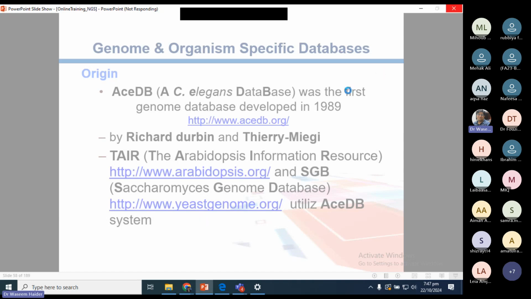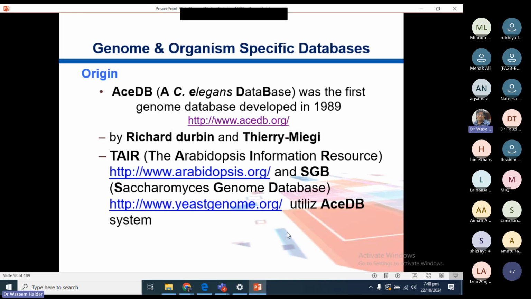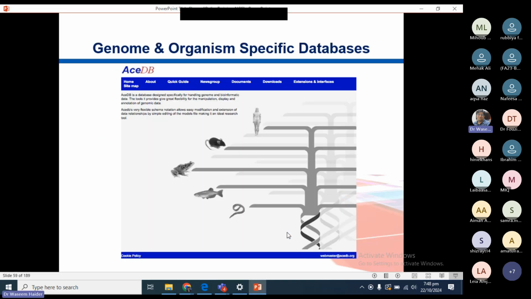My system is okay. No issues. No issues. Don't mind. That's ACeDB. This is how it looks like. It also has the other model organisms, right?